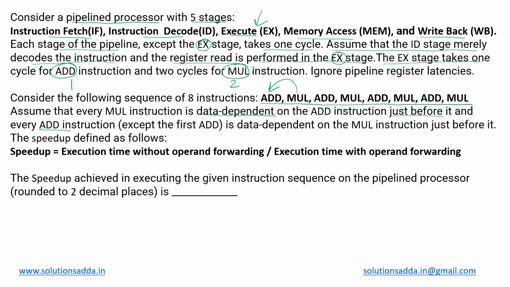And every add instruction except the first one is data dependent on the MUL instruction just before it. So there is dependency between them. Both of them are dependent on their before one, then only will dependency work out. Otherwise, it cannot be dependent on a later instruction. So this add instruction is dependent on its previous MUL, this one on its previous MUL, and so on, except for this first one. And the same thing applies for these MUL instructions as well. Even they are data dependent on their previous add instructions.